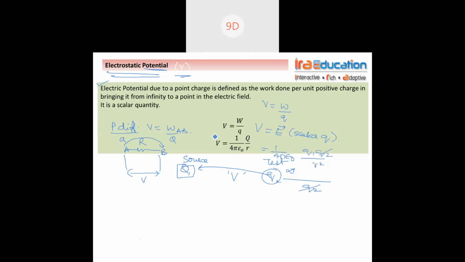The only difference between electric field E and electrostatic potential is that electric field is a vector quantity, it has a direction. This one doesn't have a direction. Both have the same formula.